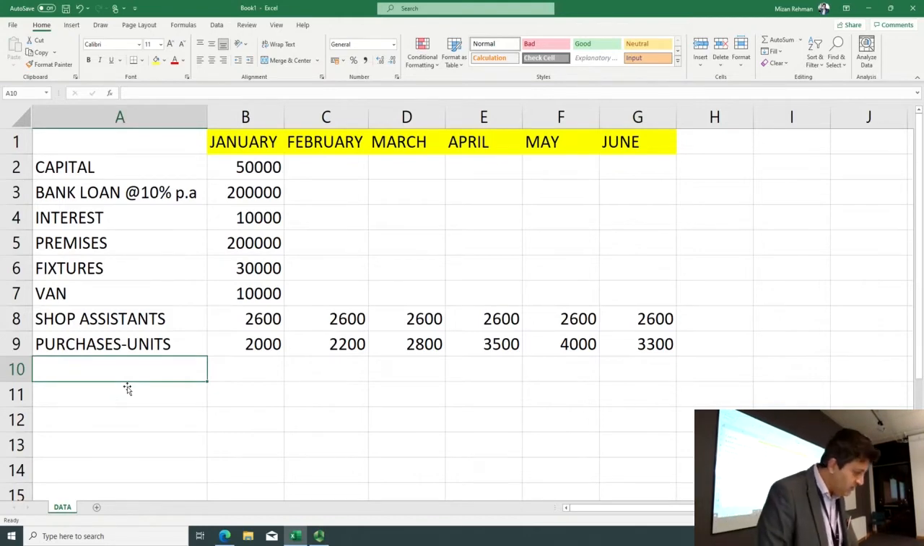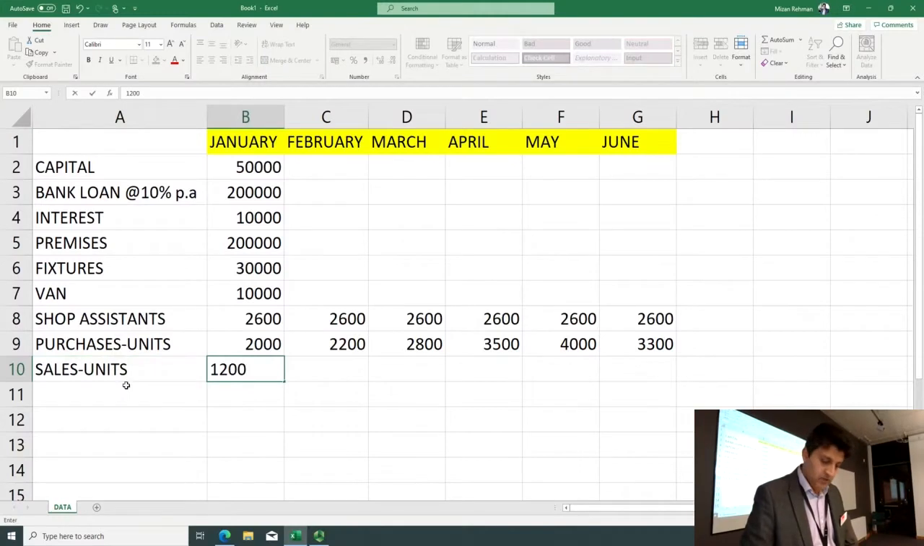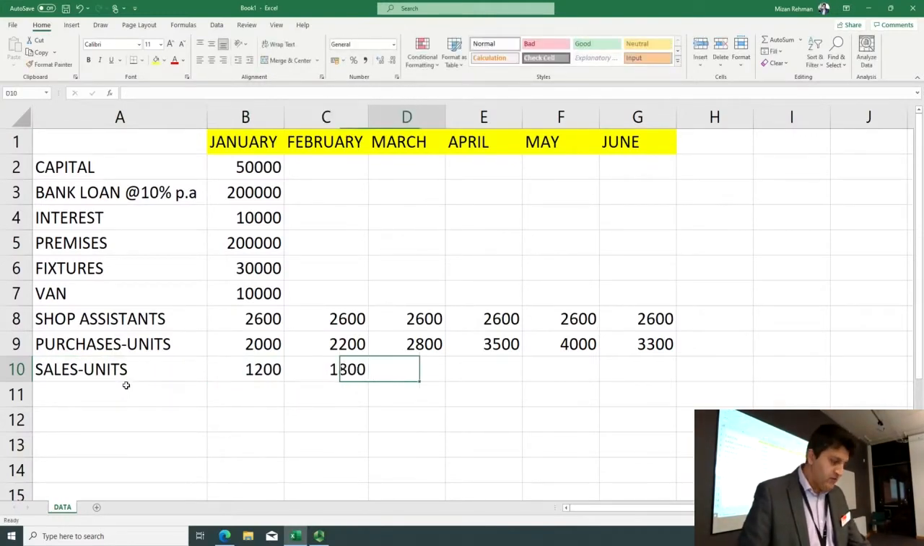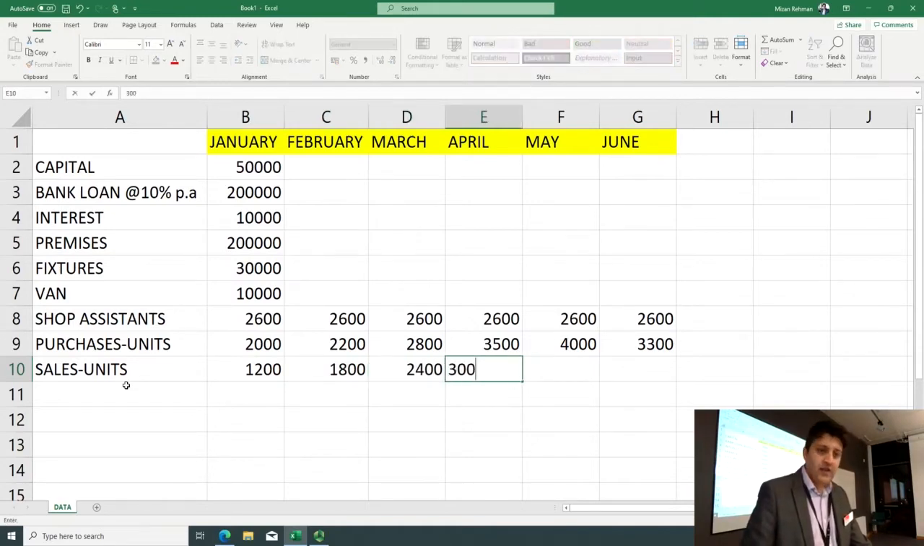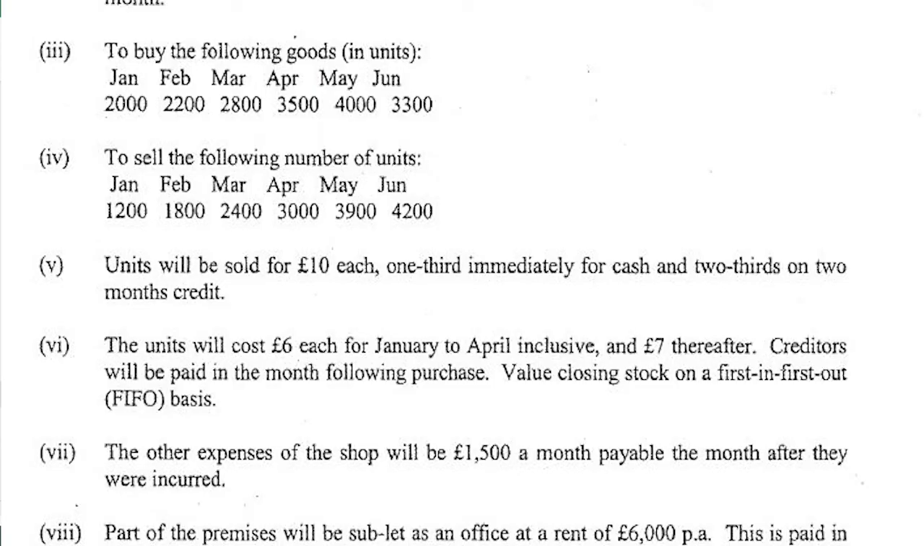And point number 4 is sell the following number of units. So our sales in units are 1,200, 1,800, 2,400, 3,000, 3,900, and 3,200. Point number 5, units will be sold for £10 each.